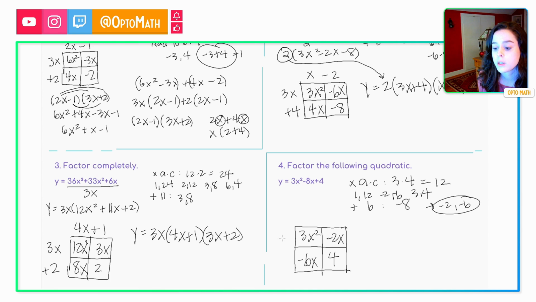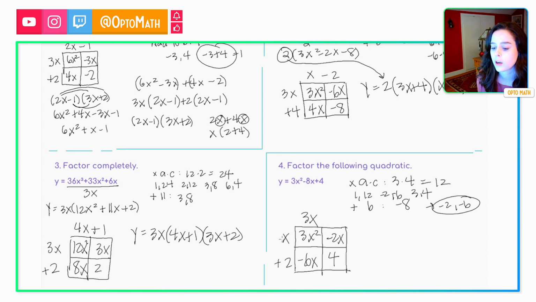GCF of the row, it's going to be just an x, because 3 and 2, they don't have any common factors. We've got -6 and 4 for this next row. That's going to be a +2. One way you could figure out what this is without doing the GCF is what can you multiply by x to get you to 3x squared. It's got to be 3x, but you can also do the GCF. Just trying to think of different ways for you to also think about it.